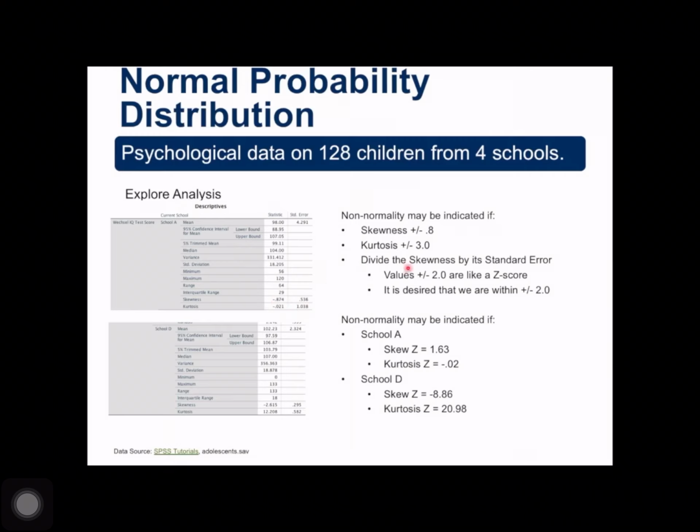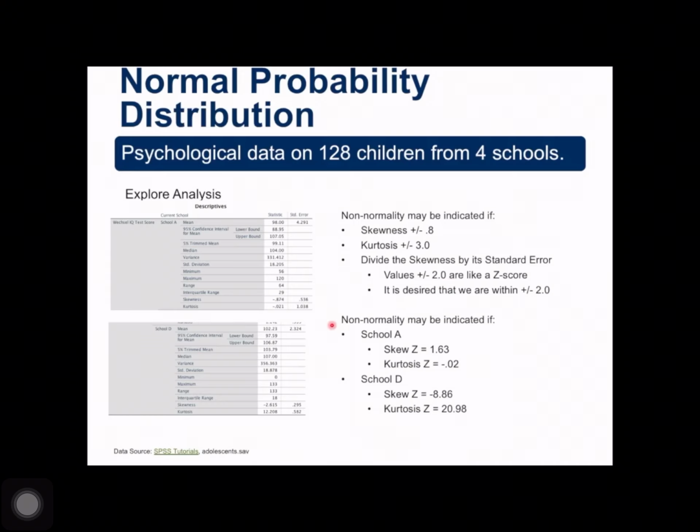Another way of interpreting these is if you divide the standard error into the statistic, it allows you to interpret it like a z-score. And you want to have values of your skewness and kurtosis within plus or minus 2, which would be like interpreting it as plus or minus 2 standard deviations effectively, within a range of skewness or kurtosis that you would expect.